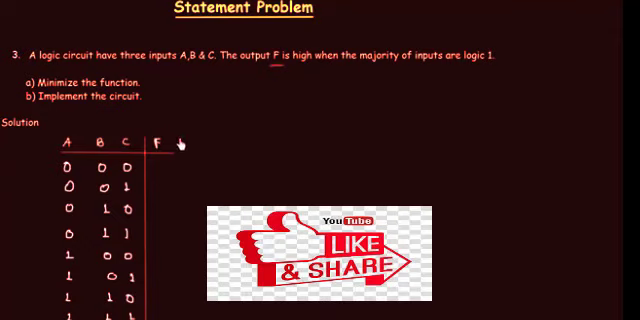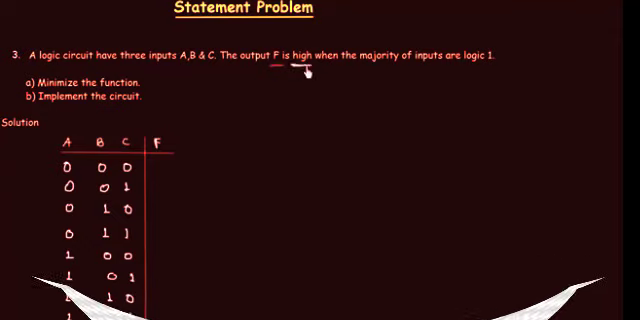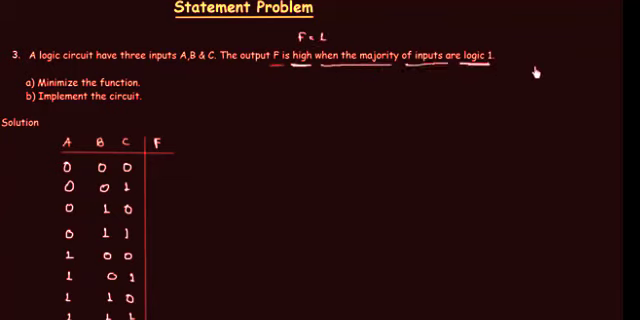statement to find out the function F. The output F is high. It means the output F is equal to 1 when the majority of inputs are logic 1. We have 3 inputs, and if the majority of inputs are 1, we have to take the function F as 1. For the first case, we have all the 3 inputs equal to 0, so function F is going to be 0. For the second case, we have 2 inputs as 0 and 1 input as 1. So again the function is 0.